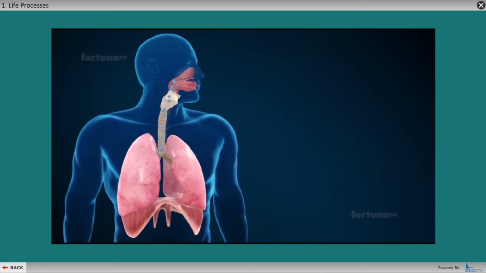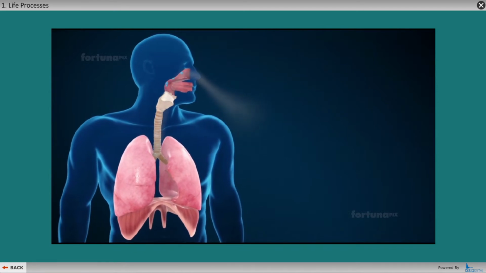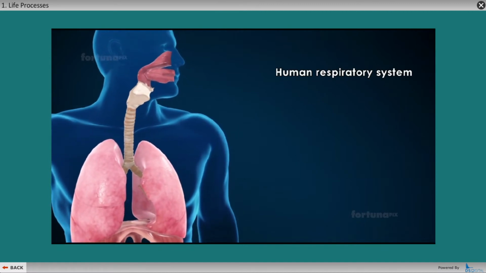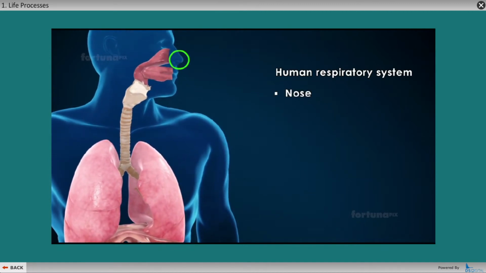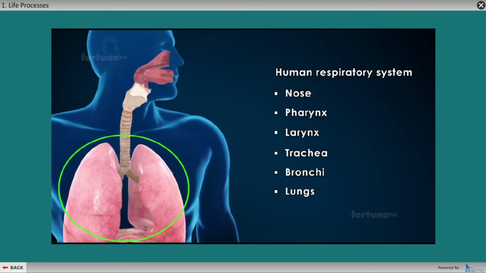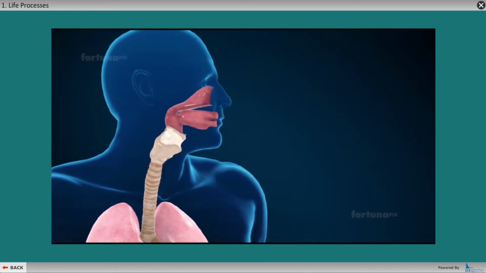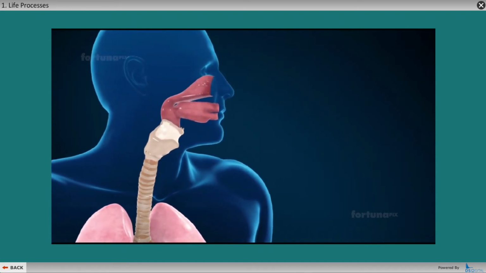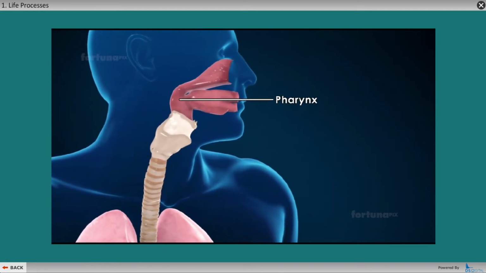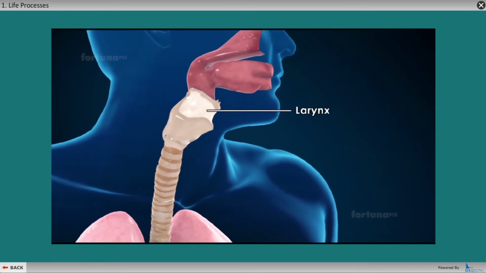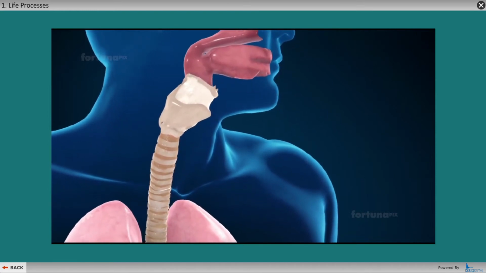Now let's see the difference in the respiratory system of animals using the human respiratory system as an example. The human respiratory system consists of the nose, pharynx, larynx, trachea, bronchi, and lungs. The nose is the most external organ and is the primary entry point for air moving into the respiratory system. The pharynx is a common passageway for both air and food. Connecting the pharynx to the trachea is the larynx, more commonly known as the sound box.